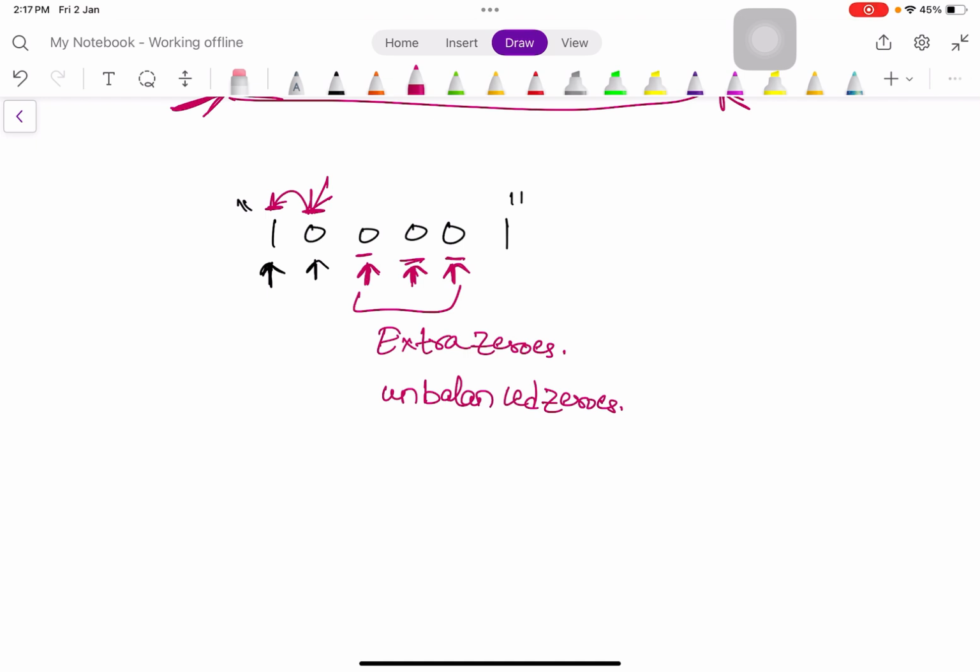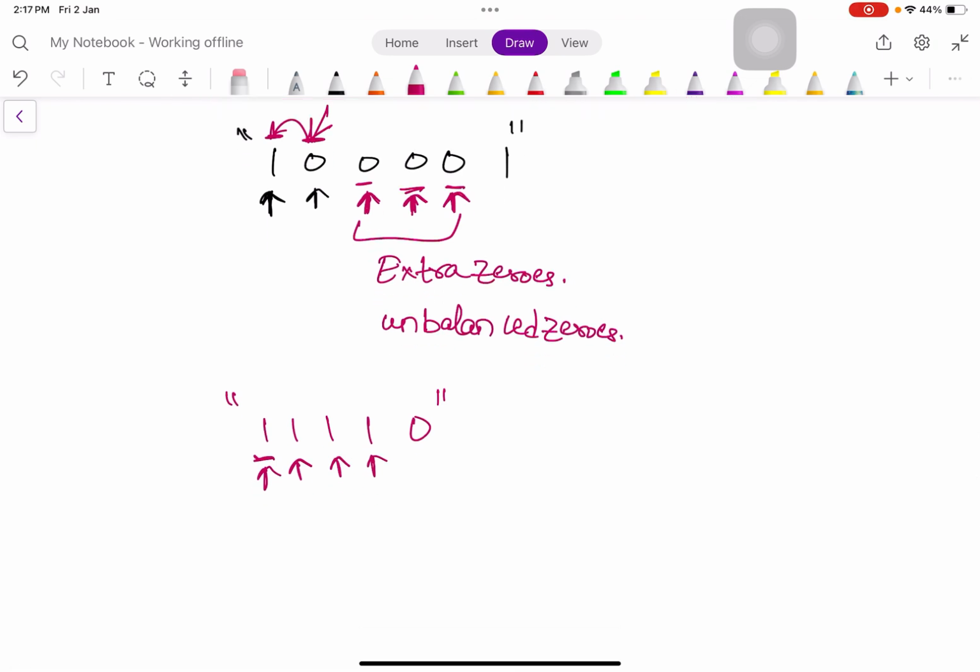Similarly, if we have a string like 1 1 1 1 0, here we have a 1, a 1, a 1, a 1, right? These are not balanced by anybody till right now. If I only consider the first 4 elements, they are not balanced by anybody. But as soon as I consider this 0, it will balance out one of the ones, and then I'm left with 3 extra ones.